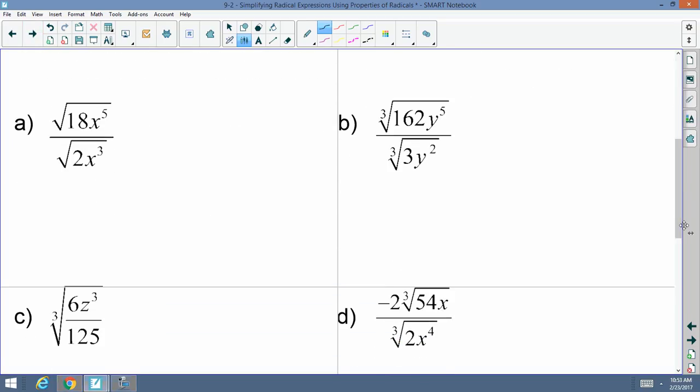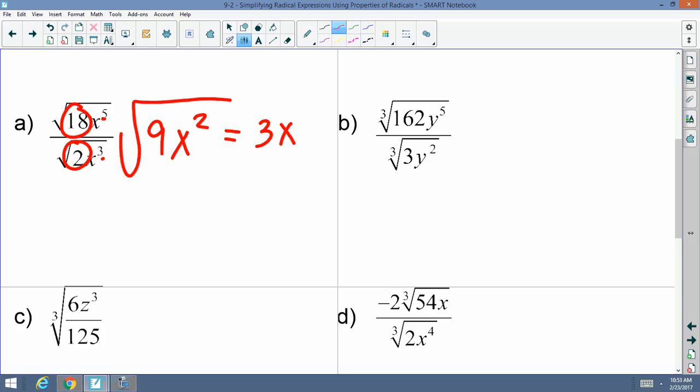So, for example, guys, don't make this a mountain. It's just a molehill. I got the square root of 18x to the fifth over the square root of 2x to the third. So put it all in one big fat square root. What's 18 divided by 2? 9. What's x to the fifth divided by x to the third? x squared. And this comes out to be 3x. And technically, it's an absolute value because I took an odd out of an even.